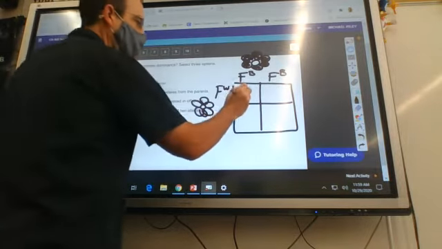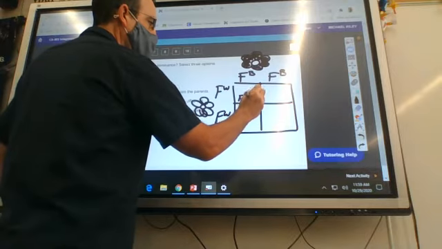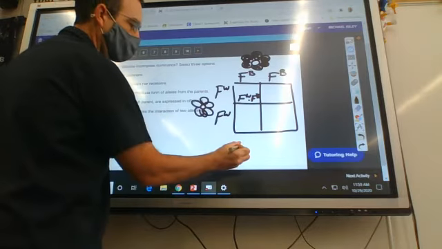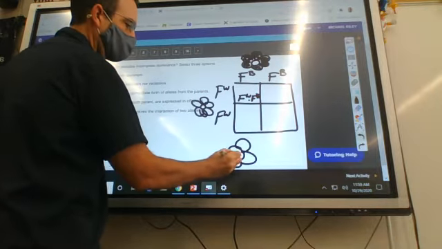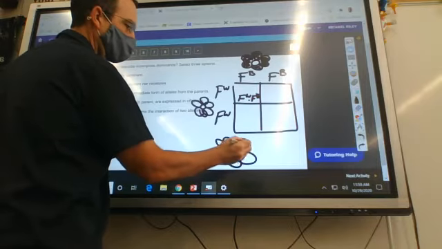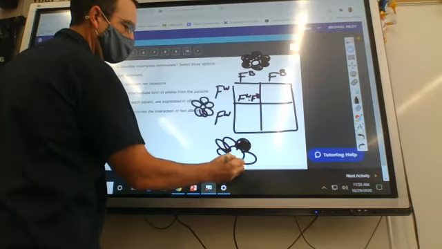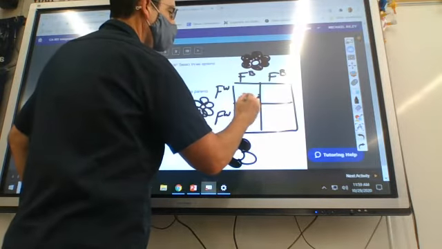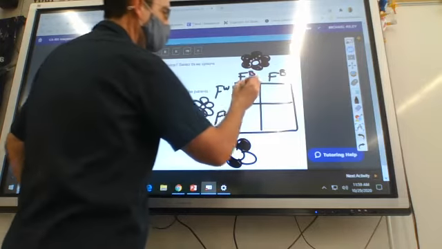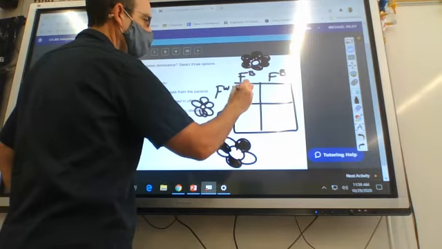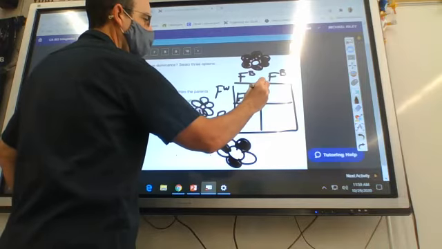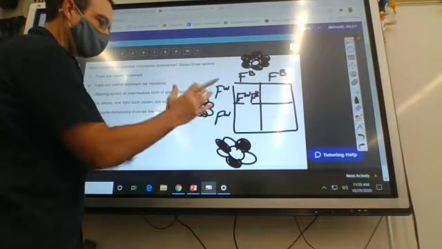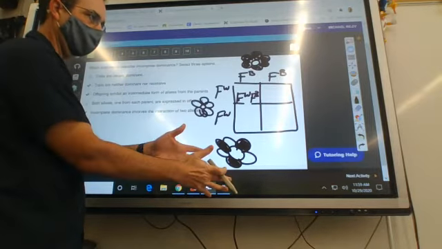When I combine them together, what you're going to get is a flower where half of the petals are black and half of the petals are white. It'd be FW, FB. Now this is codominance, where it's definitely black and definitely white.